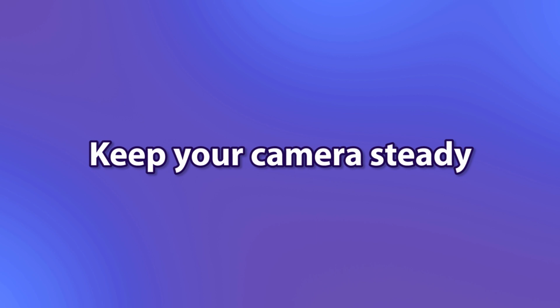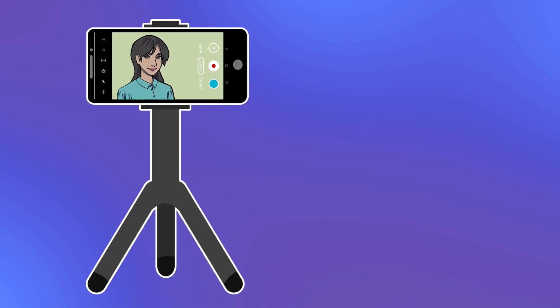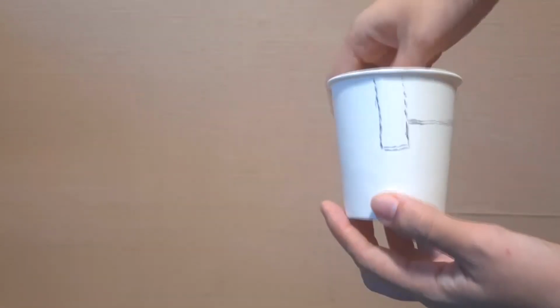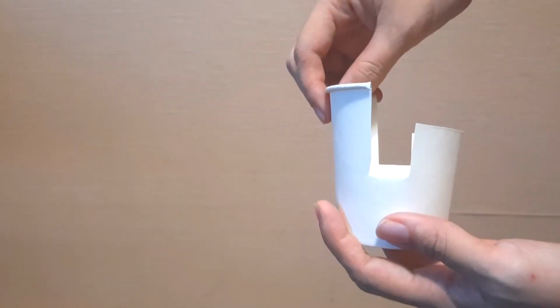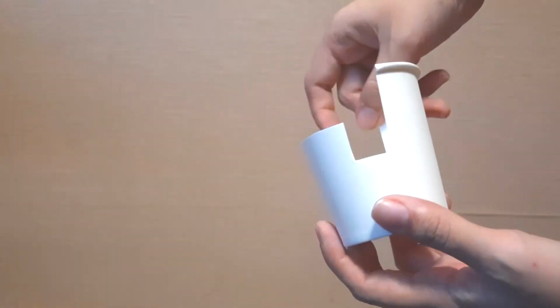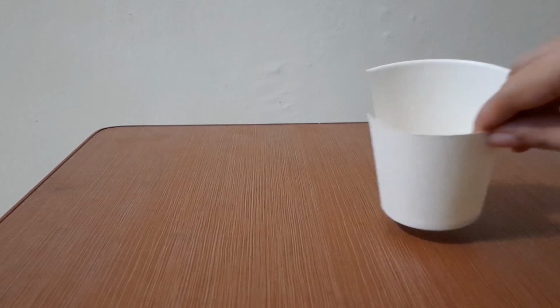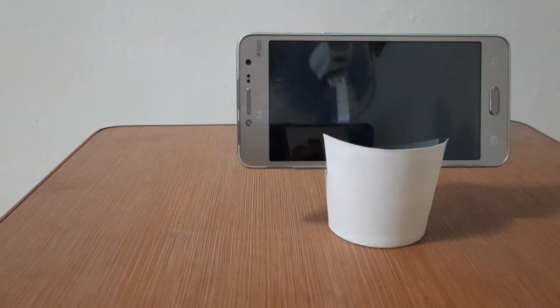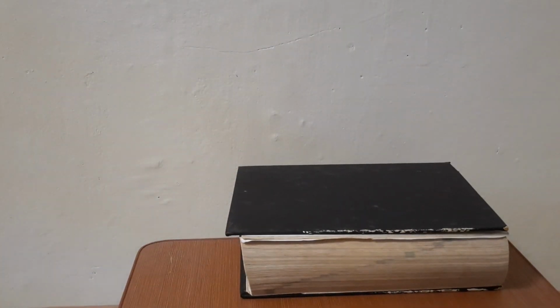Keeping your camera steady is another must-do when shooting a video. Use a tripod to avoid movements that can cause blurring of the video. If you don't have a tripod, you can use household items to support your phone. You can cut a paper cup to make it into a phone holder. But make sure the cup is sturdy enough to carry the weight. Use books to add height.